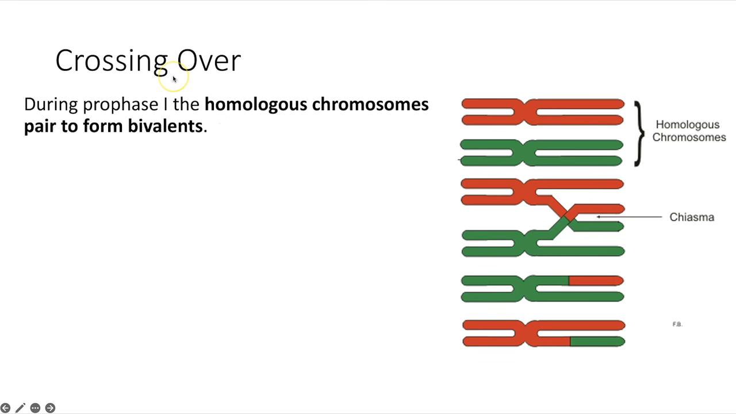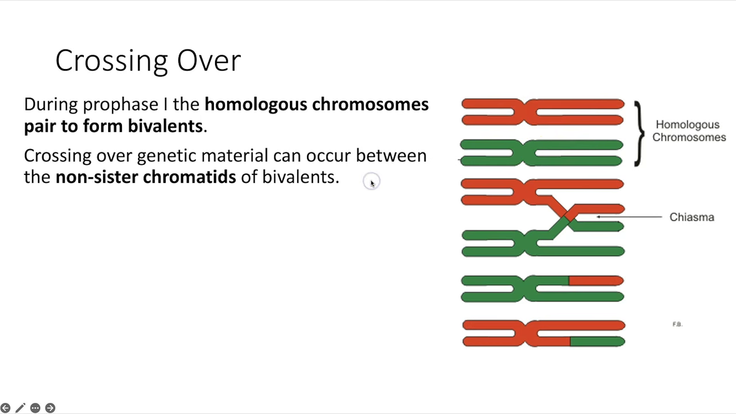So crossing over, this happens in Meiosis 1 when the homologous chromosomes pair up at the equator. And when they pair up at the equator opposite each other, we call that a bivalent. So this here would be a bivalent because it's two homologous chromosomes aligned next to each other.